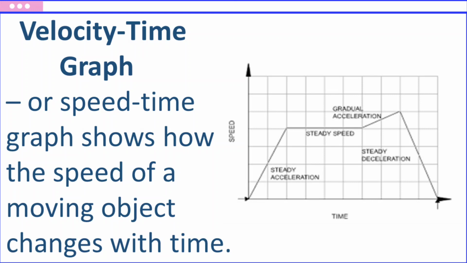The steeper the graph, the greater is the acceleration. And then a horizontal line means the object is moving at a constant speed. And lastly, a downward sloping line means that the object is slowing down, or we call it as deceleration.